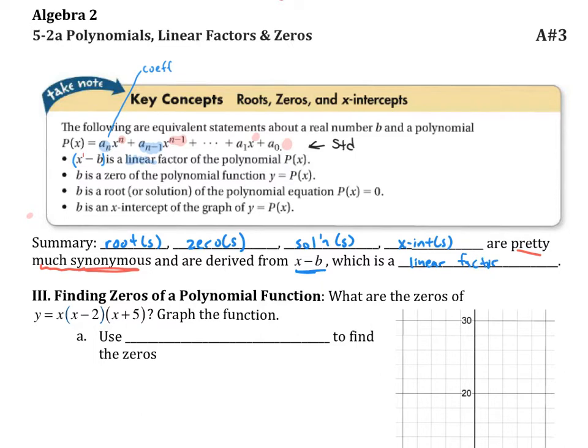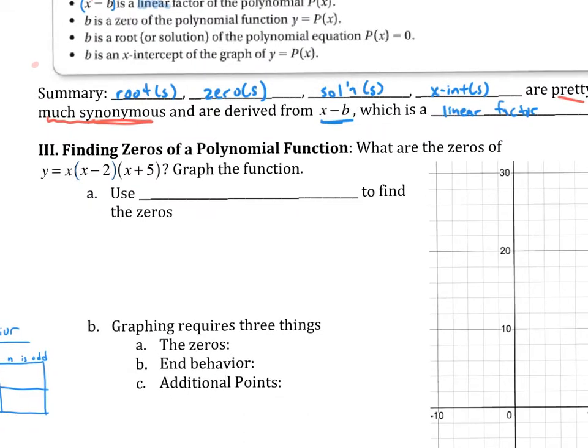Okay, so let's see how that applies. What we're saying is that the zeros are also the x-intercepts. So if I can find out what each of the zeros here are, that means I can use it to graph fairly quickly. So let's look at example number 3 here. Finding zeros of a polynomial function. So what are the zeros of this function right here? And then we're going to graph the function. So part A, we're going to use the linear factors and the zero product property to find the zeros.